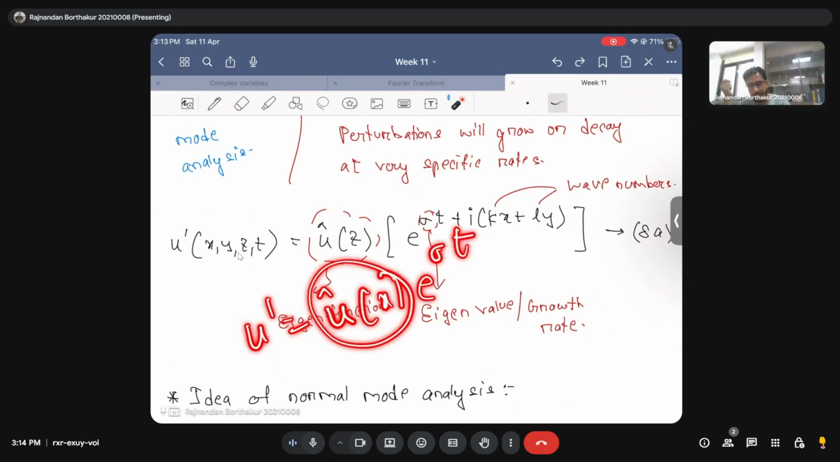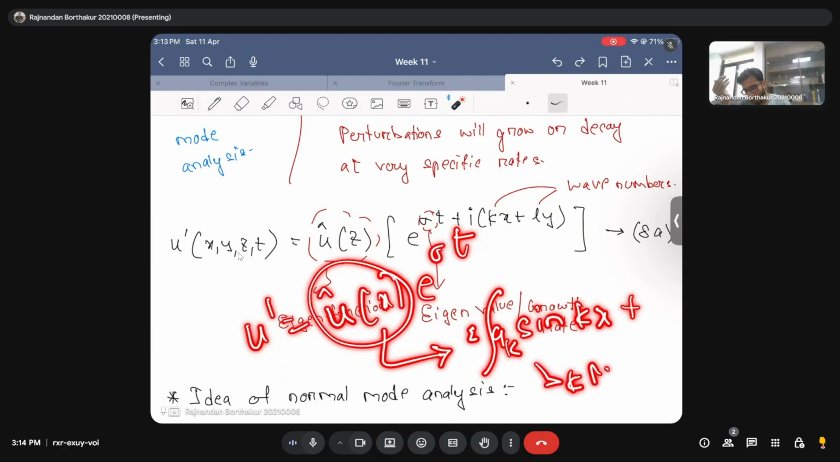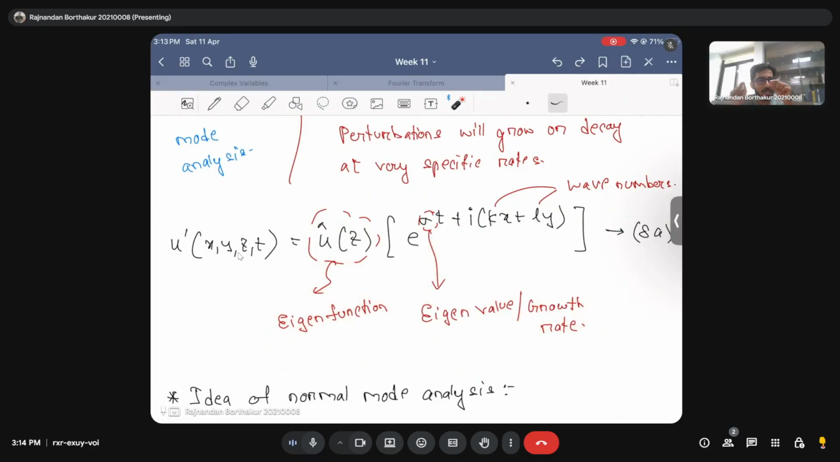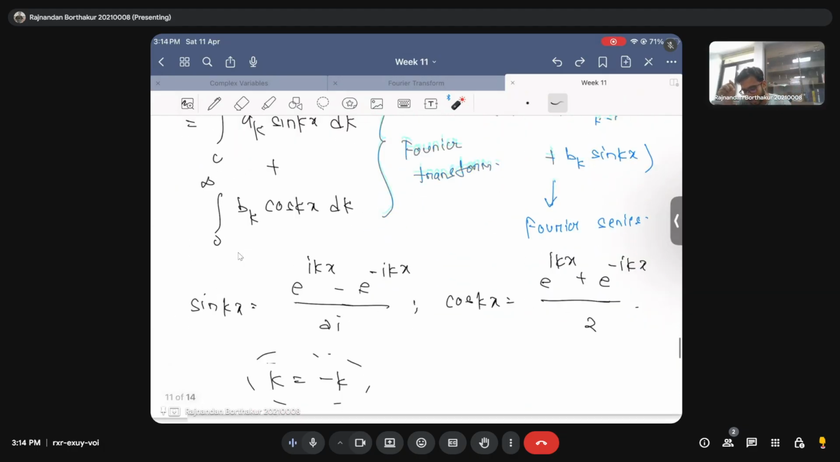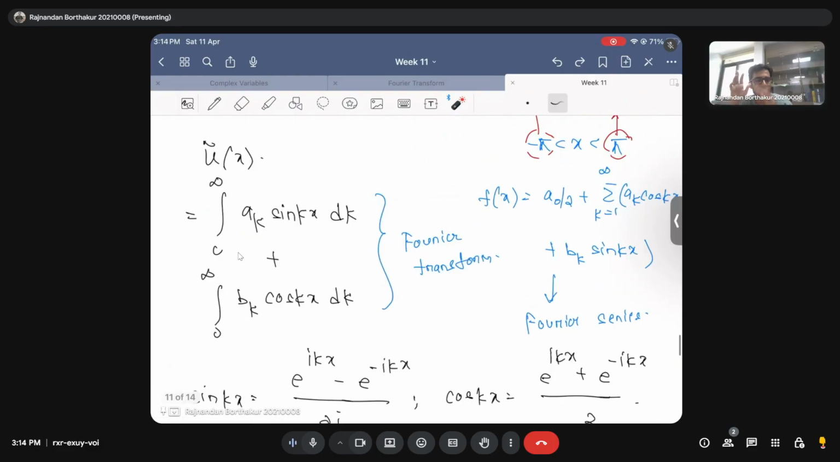And then for this u hat of x, I can write a Fourier transform, to be precise, where u hat of x contains some coefficients, a_k sin kx plus b_k cos kx. Since the domain is unbounded, I have all the wave numbers present. So in principle, I need to integrate this over all the wave numbers, and this is something that we understood in detail in the last class. I believe you have understood why we used a Fourier transform here and not a Fourier series.